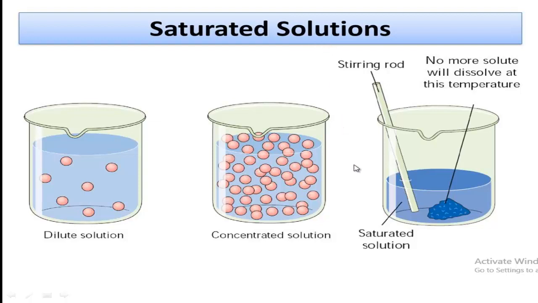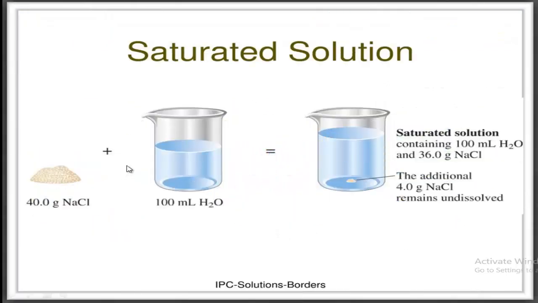Follow the next picture, then it will be more clear to you. For example, we will prepare a sodium chloride salt water solution, and for this we take 100 milliliter water in a beaker. But it is experimentally seen that 36 gram sodium chloride, that is salt, can be dissolved in 100 milliliter water at room temperature. That means 100 milliliter water can dissolve maximum 36 gram salt at room temperature.